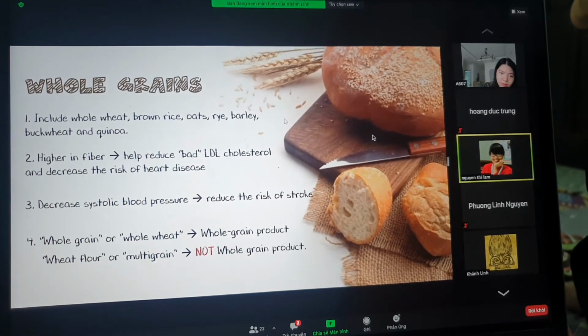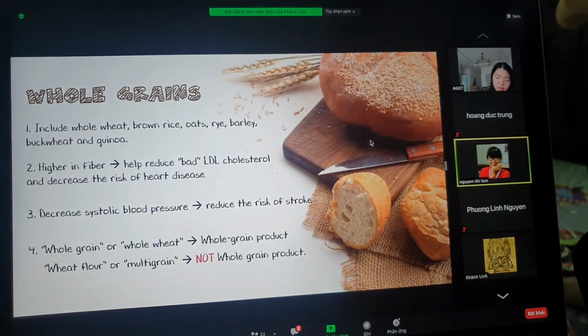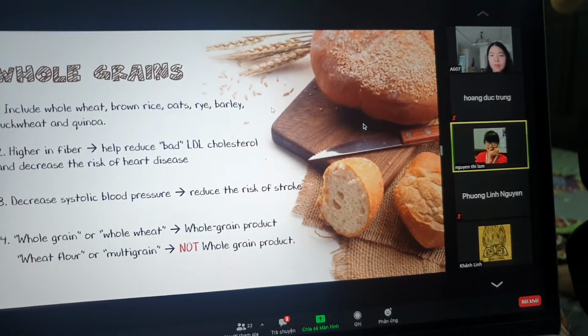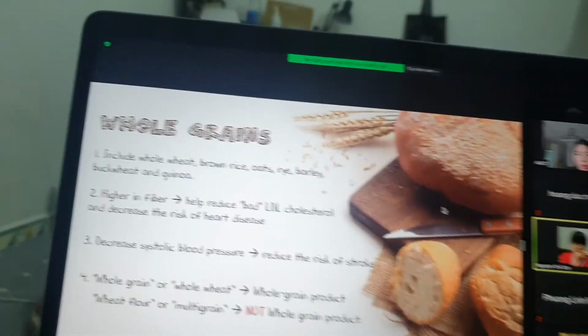Phrases like whole grain or whole wheat indicate a whole grain product, while words like wheat flour or multigrain may not.